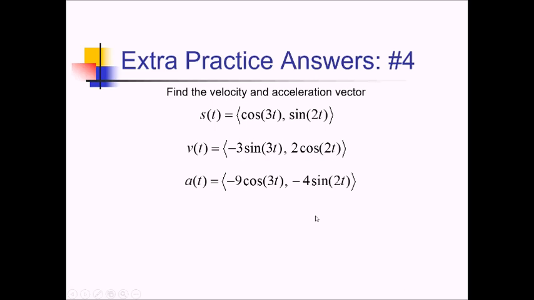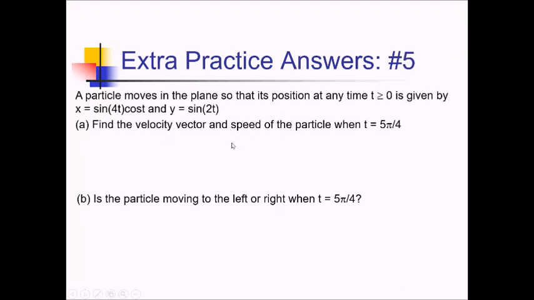For this free response problem, we have a particle moving in a plane so that its position at any time greater than or equal to 0 is given by this x and y function here as a function of time. For our first task, we're trying to find the velocity vector and speed of the particle at time 5 pi over 4.